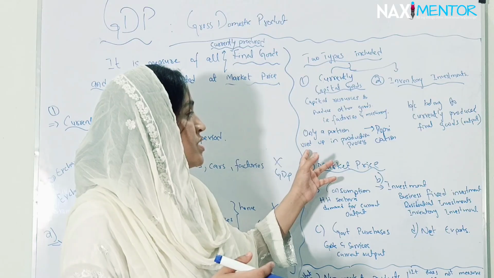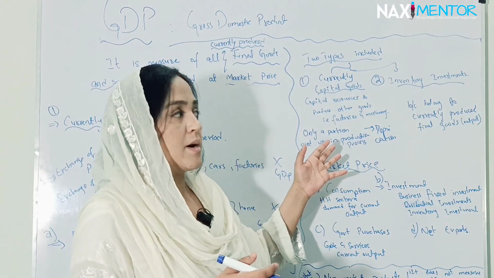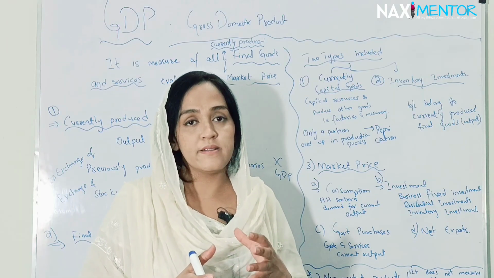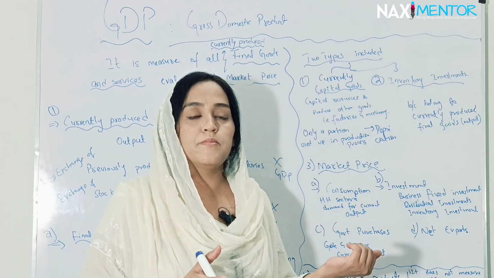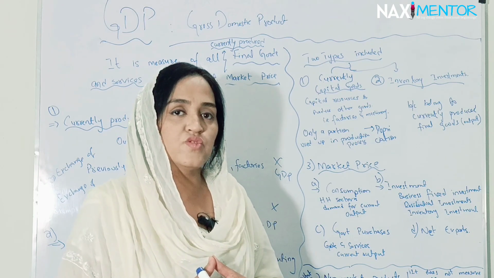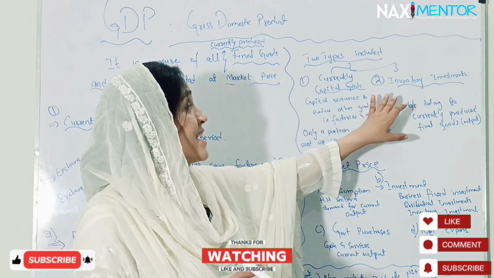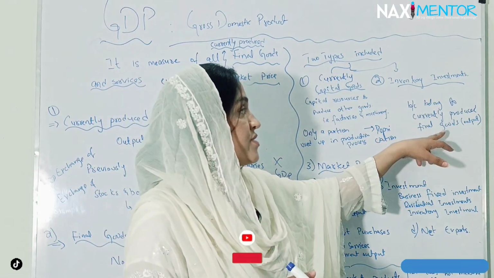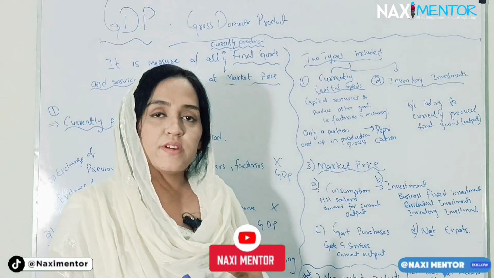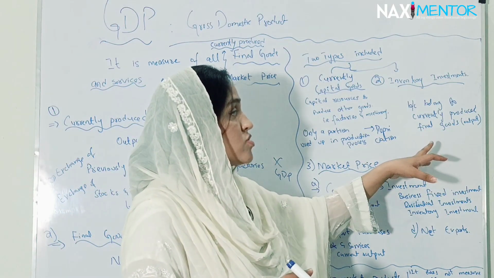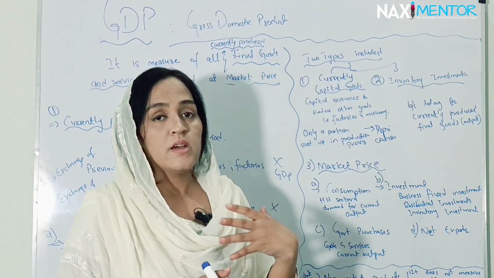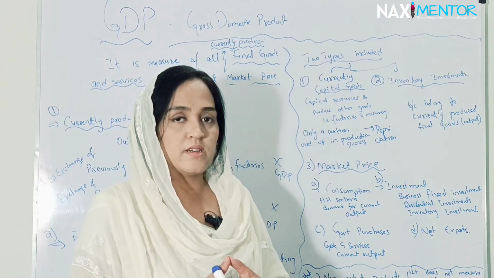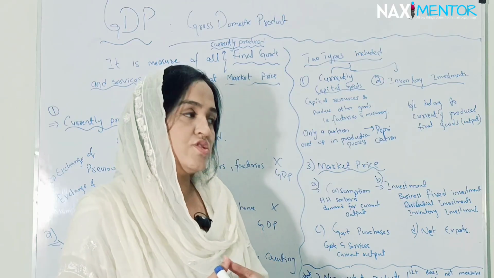And only a portion is used up in the production process of these capital goods, and where the part becomes depreciated, it will be subtracted from the final value of GDP. The other thing that is intermediate and counted in GDP is inventory investment. Why do we take inventory investment? Because it belongs to currently produced final goods. It becomes part of output. So inventory investment is taken in measurement of GDP.